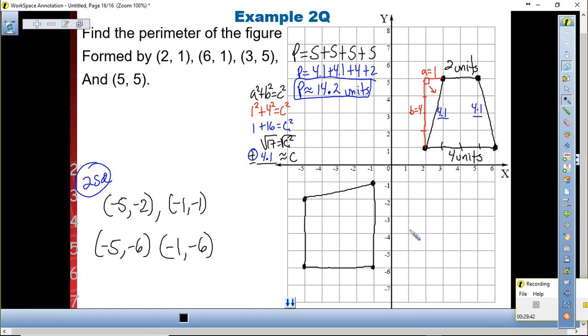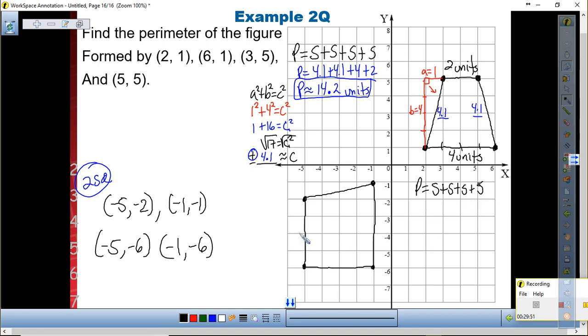All right, since we ran out of time, what is the first thing we do? We need to write our formula for the perimeter. So it's side plus side plus side plus side. And then from there, we label our sides. This is 4 units, 4 units, 5 units, and we need to find this one, right? Which means you need to draw your right triangle. Use the same process, but who noticed that this is 1 and this is 4? Which means it's the same thing as over here, right? So what would be this length? 4.1. So therefore, my perimeter is 4.1 plus 4 plus 4 plus 5, which is perimeter is approximately 17.1 units. Yes? All right.